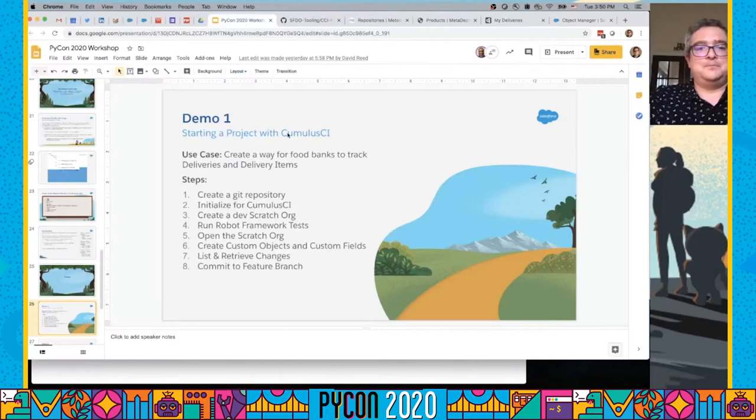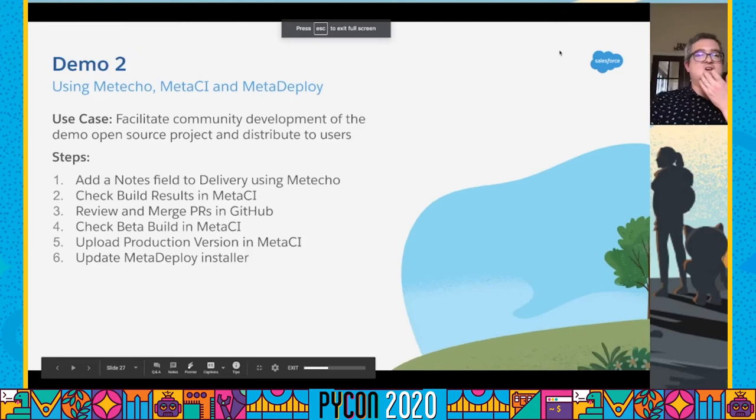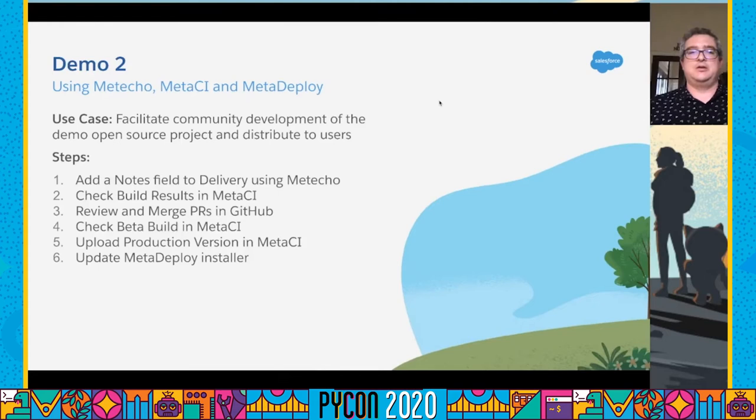All right. So for the next demo, I want to show you the web-based tools that we built on top of Cumulus CI to make this a little bit more scalable and also a lot more approachable to non-developer types that are thrown off when you try to drop them into the command line. So we're going to take a look at Metecho in order to author a new feature to this application. Then we're going to look at MetaCI, our build system, as it builds that feature. And then we'll look at MetaDeploy and how we would configure a new version that we're going to create for our web-based installer of this project.